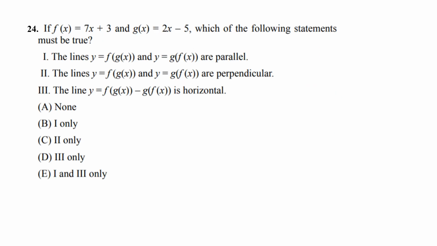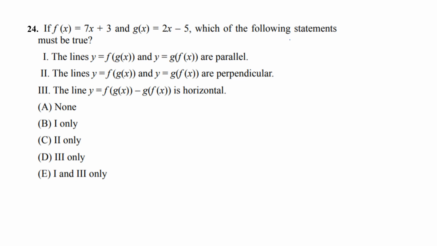This question asks, if f of x equals 7x plus 3 and g of x equals 2x minus 5, which of the following statements must be true? The lines y equals f of g of x and y equals g of f of x are parallel. The lines y equals f of g of x and y equals g of f of x are perpendicular. And or the line y equals f of g of x minus g of f of x is horizontal. All right, let's take a look. It looks like they're just making these into composite functions.